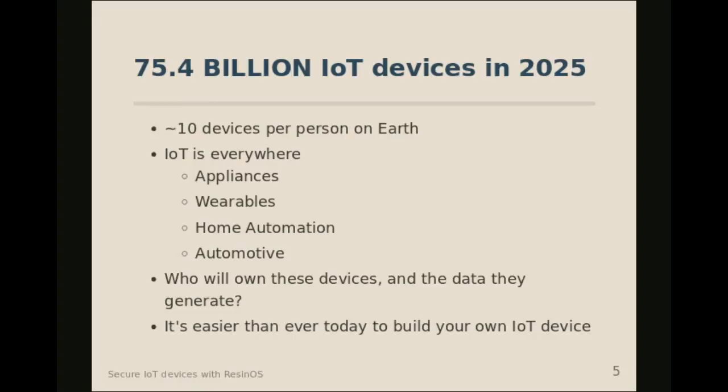Everything from appliances like smart fridges, to wearables, which I think is a newer kind of space that we haven't seen much from yet. Home automation, obviously, is currently flourishing. Automotive, and it goes on and on. And this is the more consumer-facing application. It's been everywhere, really, for years in the industrial space. And the big question for me is who's going to own these devices and the data that they're producing? Because they're going to be everywhere.